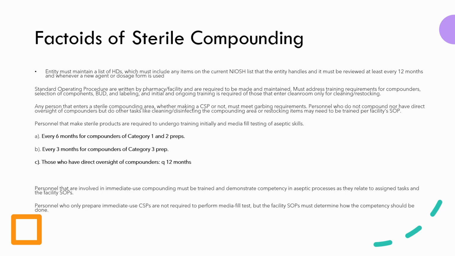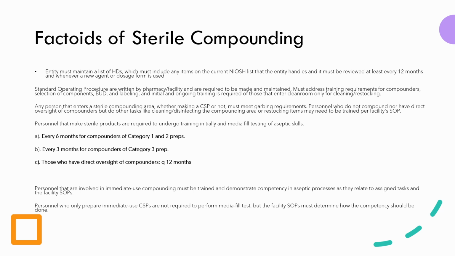These are just some of the factoids when it comes to sterile compounding. When you're doing sterile compounding for hazardous products, you need to include any items on the current NIOSH list that the entity handles, and it must be reviewed at least every 12 months and whenever a new agent or dosage form is used.